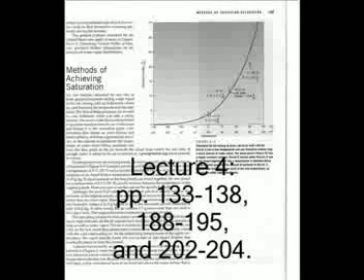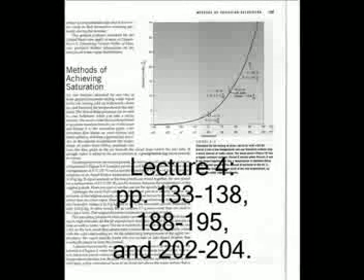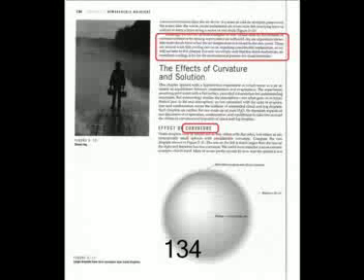So today's readings are going to be from pages 133 to 138, 188 to 195, and 202 to 204. Now the first little section here from 133 to 138 has to do with different ways in which droplets grow by condensation, when water vapor just condenses onto the droplet. It seems like a pretty simple topic, but actually there's quite a few complications to how condensation works.